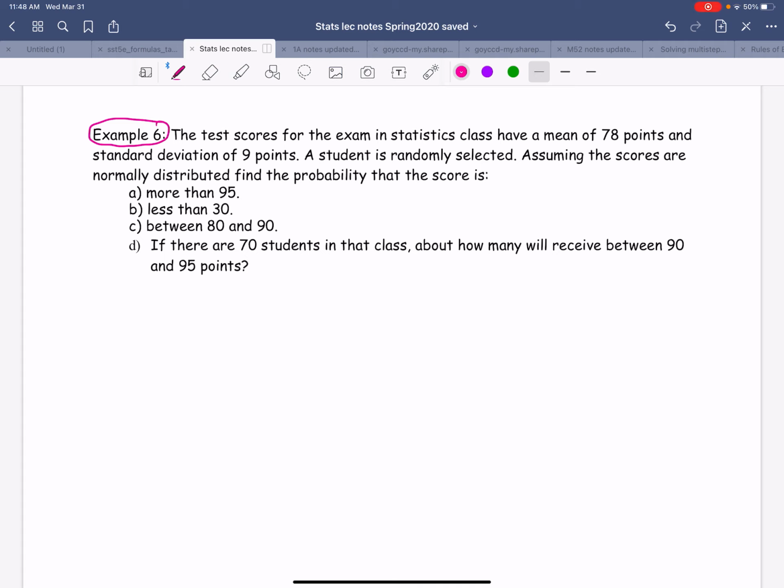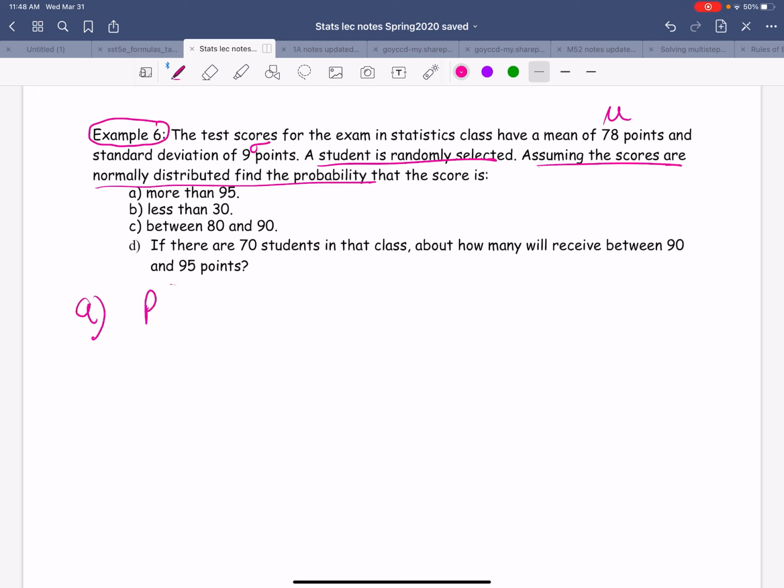Lots of parts here. Again, the process is going to stay the same. The test scores for an exam in a statistics class have a mean of 78 points and a standard deviation of 9 points. A student is randomly selected, assuming the scores are normally distributed. Whenever I see this, I can tell that I'm dealing with the normal distribution. What's the probability that the student scored more than 95?